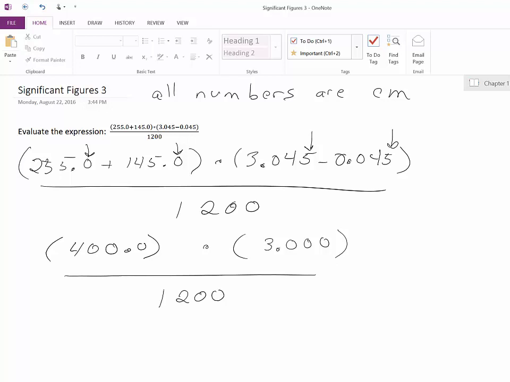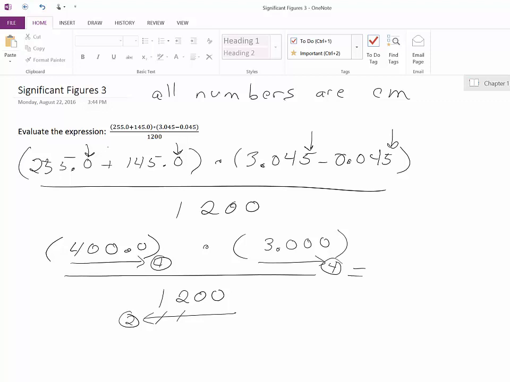After we evaluate what's inside of the parentheses, now we're free to go ahead and do the multiplication and division. What's left is only multiplication and division, and so the only thing that matters for us to find our answer now is the number of significant figures. So we have four significant figures in the 400.0. We have four significant figures in the 3.000, but how many significant figures are in the 1200? Only two, because there's no decimal. So we don't count any of those zeros.